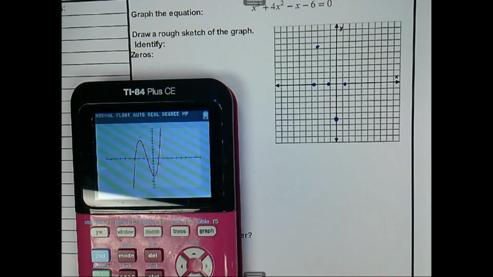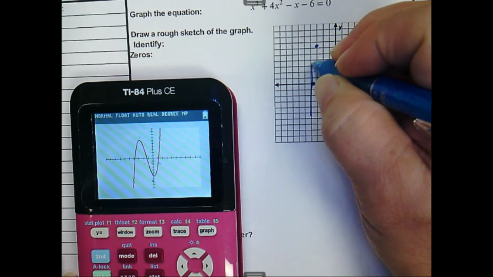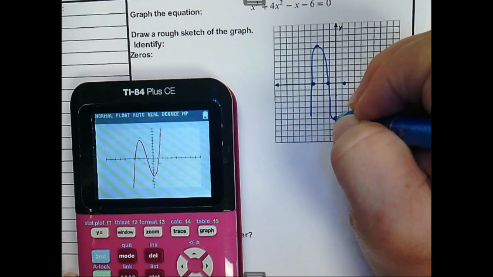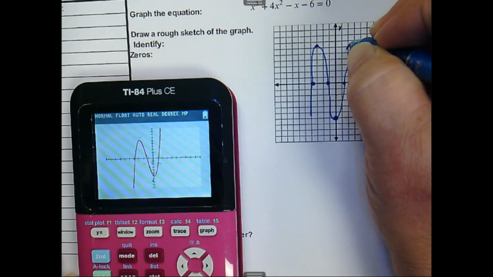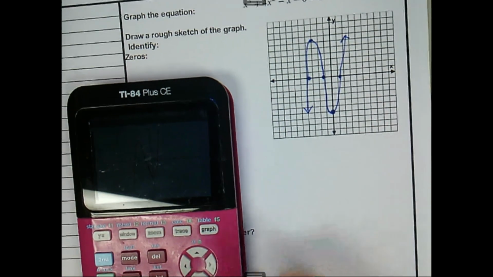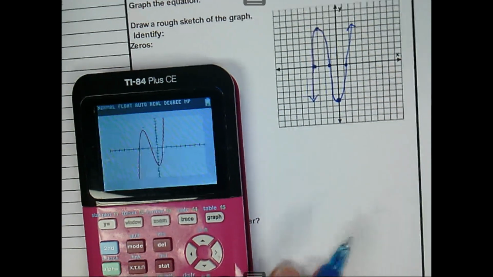Okay, so I'm ready to graph now. A lot of you can do this really well, but I don't do it really well because I can't do that visual very well. So I'm going to start here, come up, go through the point, come back down and go back up again. And that is a rough graph of what it looks like. If you're looking at this, it's not too bad.